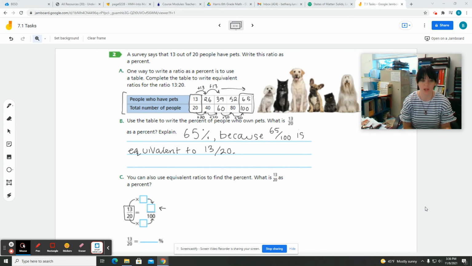What do we do to the 20 to get to 100? Well, you multiply 20 by 5. And then, because you multiplied the bottom by 5, you have to do the same thing to the top. So 13 times 5, right? 5 times 3 is 15. 5 times 1 is 5, plus 1 is 6. So then we would have 65 out of 100, which, just like in part B, we have 65%.